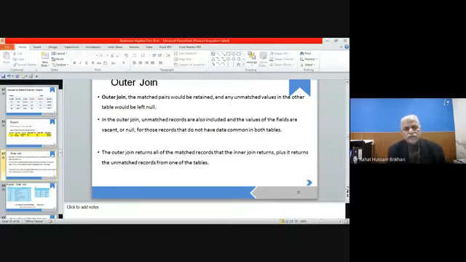Now we have to go for the outer join, and within the outer join we have also discussed the other types: the left outer join, right outer join, and the full outer join. The definition of the outer join is that whenever we have to join two tables, the matched pairs are retained, which we are doing in the natural join also. So matched pairs are retained, and any unmatched value in the other table is left null.